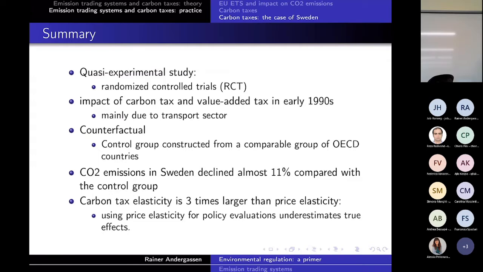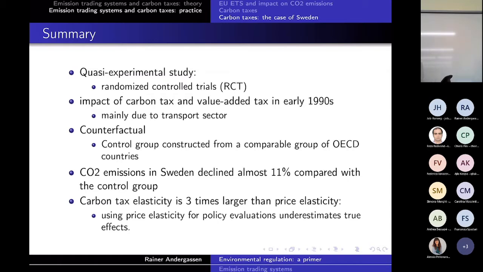CO2 emissions in Sweden declined almost 11% compared with the control group. So quite a strong impact. And even more interesting, perhaps, is the fact that the carbon tax elasticity is much larger than the price elasticity. This is quite important, because what policymakers usually do is use the price elasticity to estimate the impact of carbon taxes.